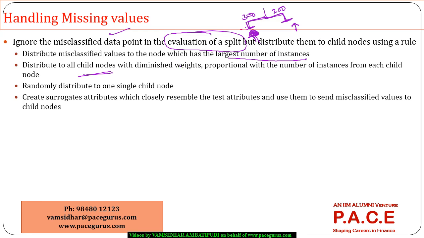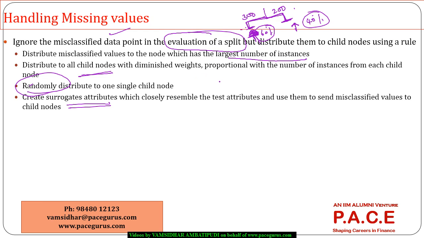Or distribute to all child nodes with diminished weights. So probably distribute it in the proportion of 60% of the missing values here, 40% here. Rather than distributing all the missing values to one group, there could be a possibility of distributing 60% of them here and 40% here. Or there could be a complete random choice, so there is no logic behind which one would be selected for which group. It's random.